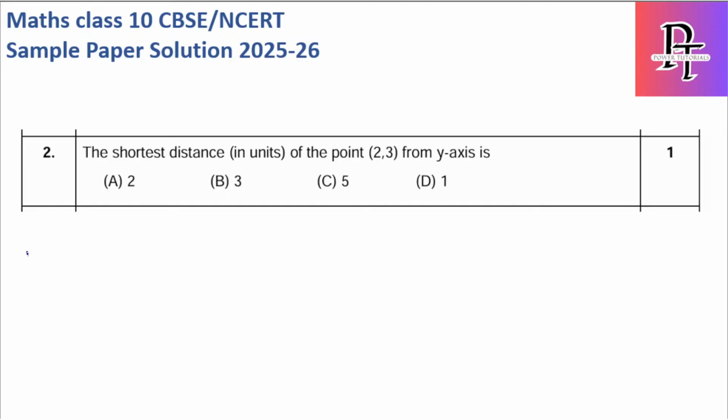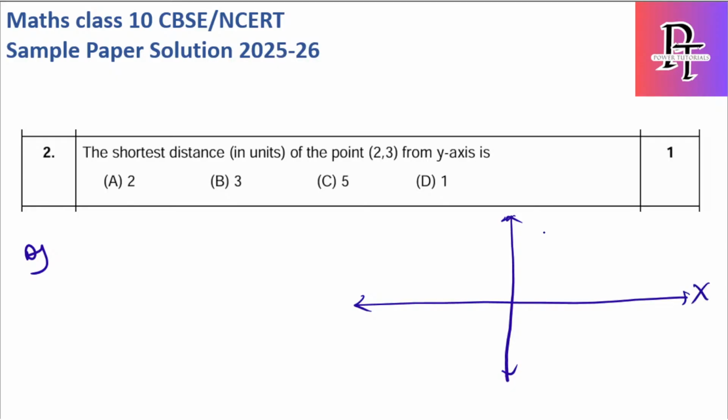So let's solve this question. They're asking what is the shortest distance in units from the point to the x-axis. This is an important concept because this will definitely come for 1 mark or 2 mark questions. They will give you a point and ask what is the shortest distance from that point to the x or y-axis. If you notice, this point is (2, 3), so 1, 2 and 1, 2, 3, the point will be somewhere here, (2, 3).